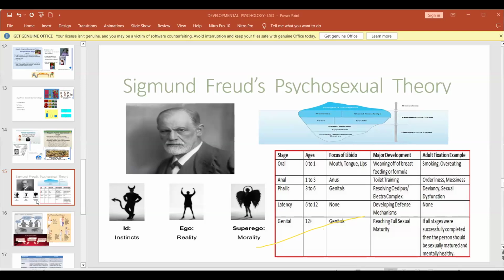And then we go to the phallic stage, the third stage. 3 to 6 years. They say it's the most critical stage of personality development.